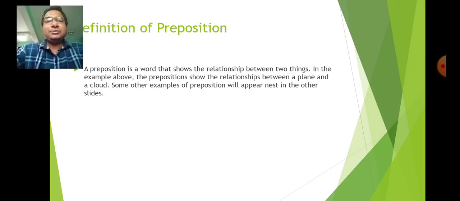Now see the definition of the preposition. A preposition is a word that shows the relationship between two things. In the example above, the preposition shows the relationship between a plane and a cloud. Some other examples of prepositions will appear next in the other slides as I move ahead. But for that you must concentrate your mind, otherwise there will be lots of confusion or you will forget how we use prepositions in our daily life.